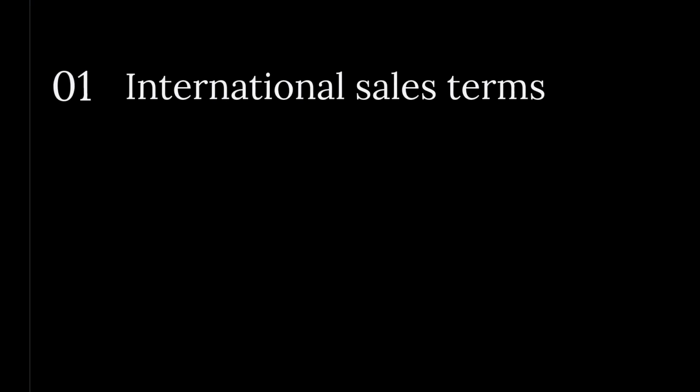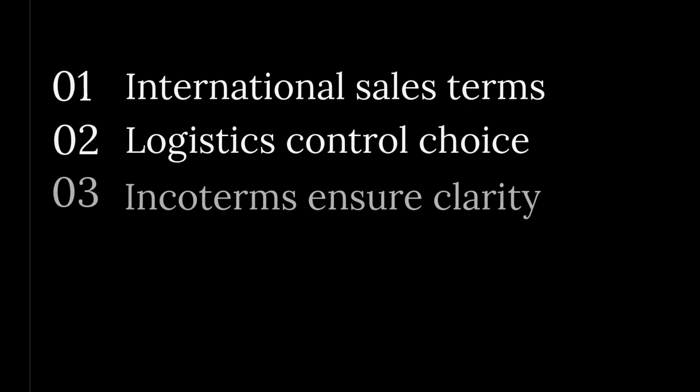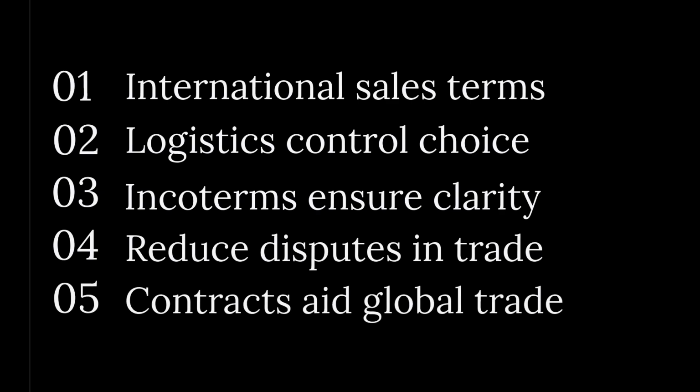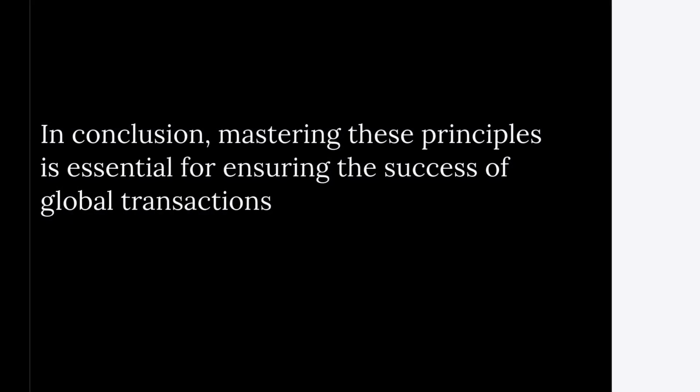Common forms of international sale contracts define how costs, risk, and responsibilities are shared. Choosing the right contract depends on control over shipping and logistics reliability. Standardized Incoterms ensure transparency. They reduce disputes and allow for smoother transactions. These contracts are essential for global trade. In conclusion, mastering these principles is essential for ensuring the success of global transactions.